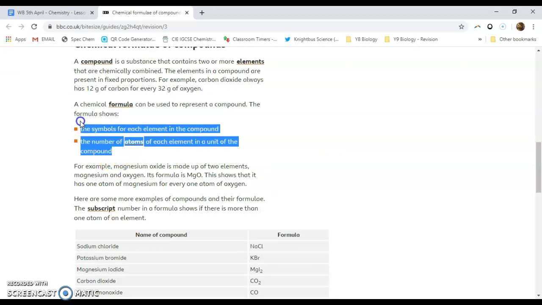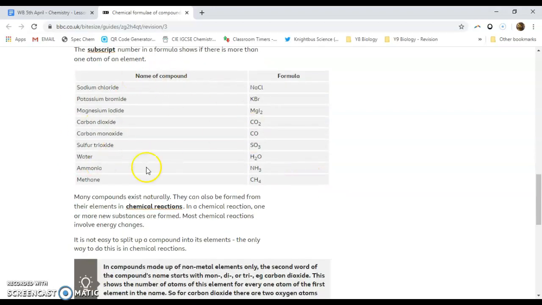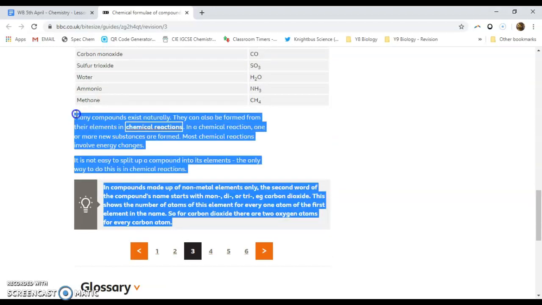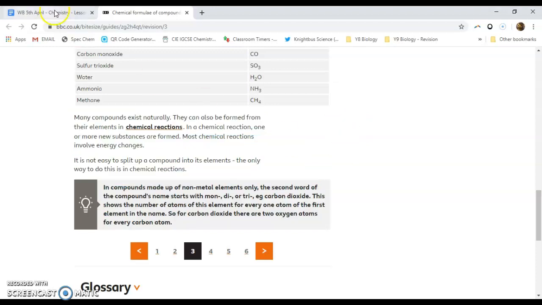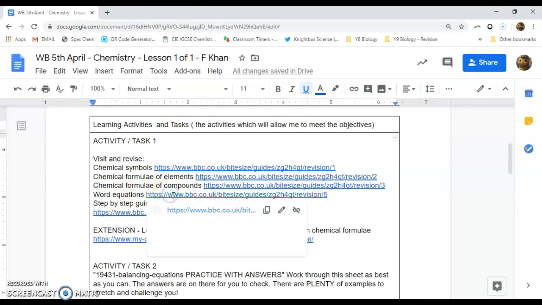Chemical formula, that's an important part, so go through that. Okay, this is also important as well. We've already spoken about subscripts, and here is some extra information to make sure that you're comfortable talking about what happens during chemical reactions.